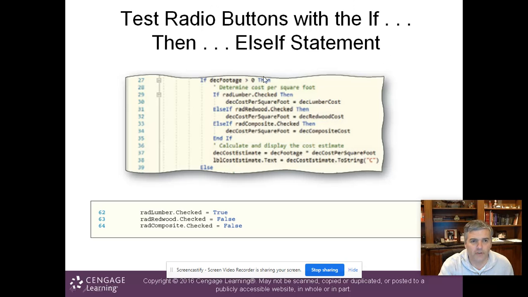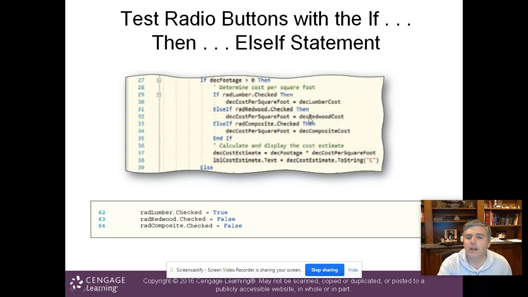So here's another example. This is actually the code that you're going to be working on in this chapter for the guided program walkthrough. So we have here 2 levels of nesting. We check if the decimal footage is greater than 0. If it is greater than 0, so if it's not negative, we check the radio button. So if rad lumber is checked, we set the price per square foot for lumber. Then we do the same thing for redwood.